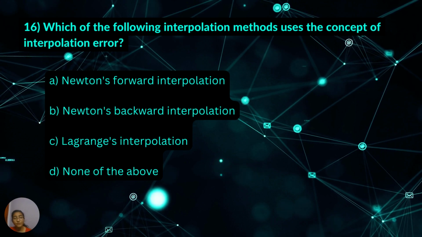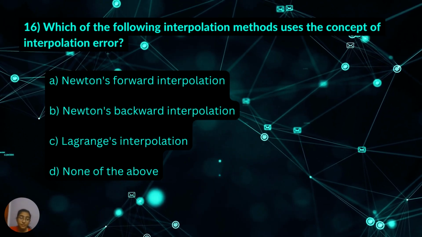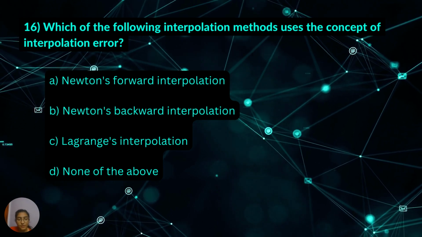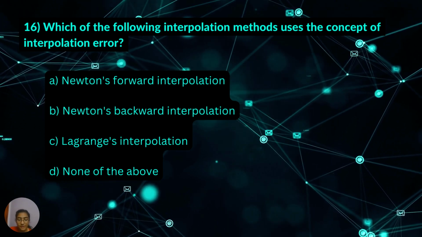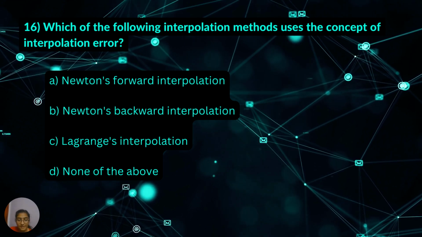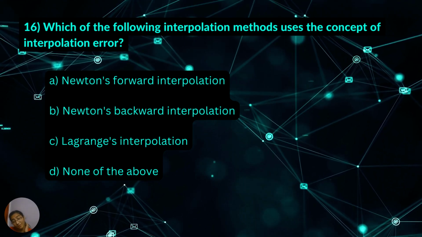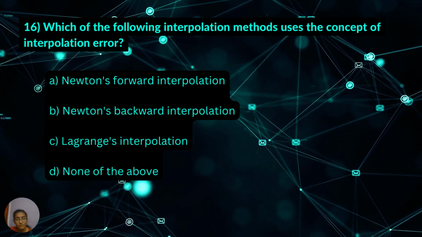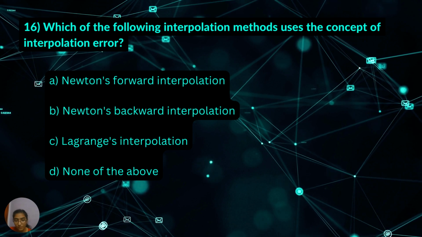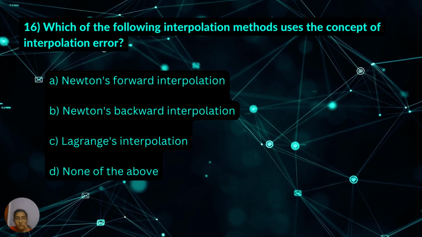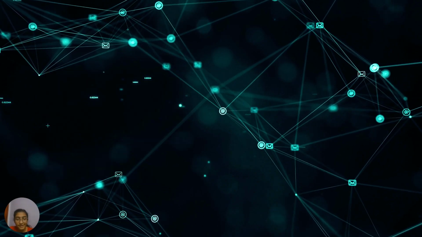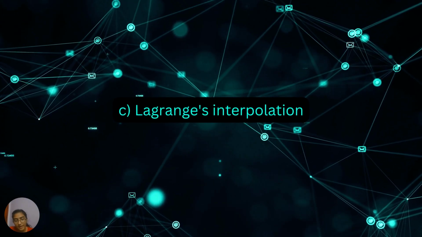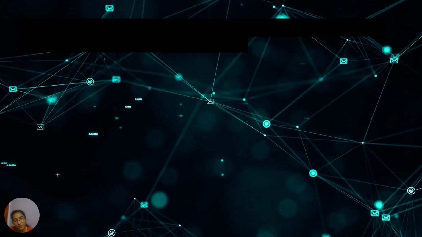Next question is, which of the following interpolation methods uses the concept of interpolation error? A. Newton forward interpolation, B. Newton backward interpolation, C. Lagrange interpolation, or D. None of the above. The concept of interpolation error is the most important concept that is used for Lagrange interpolation. So the answer is C, Lagrange interpolation. Now let's jump on to the next question.